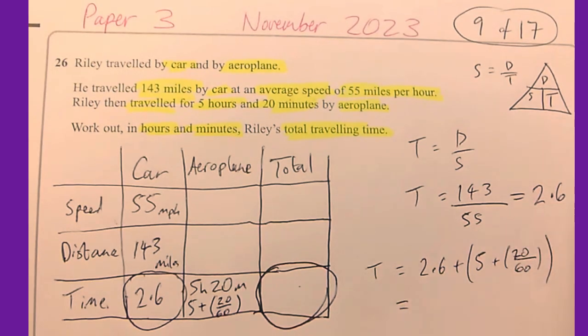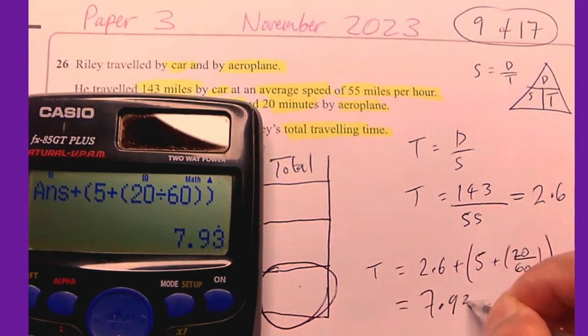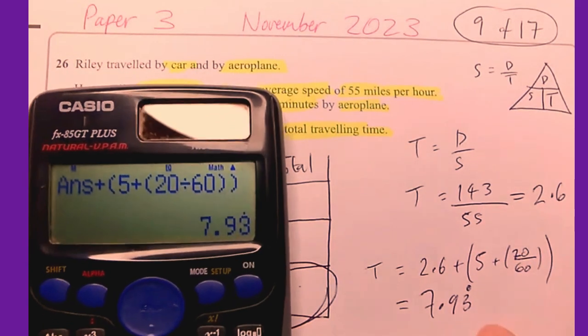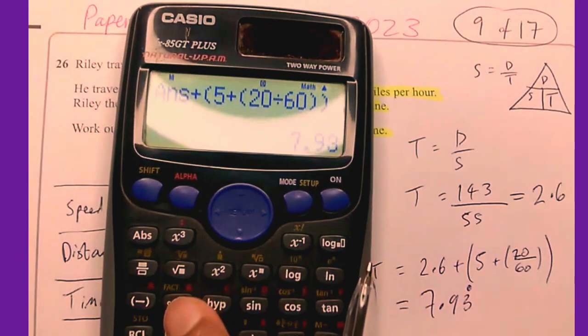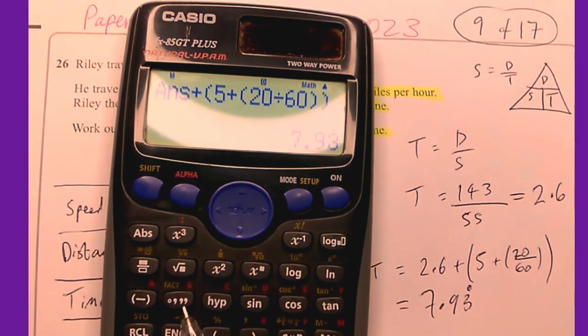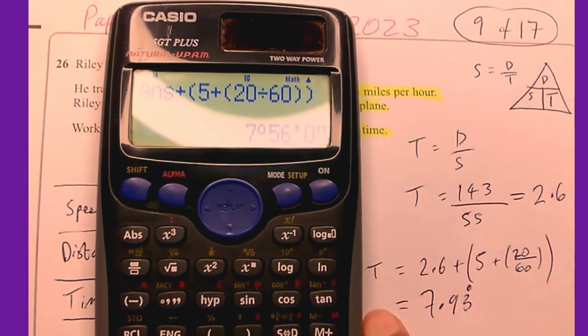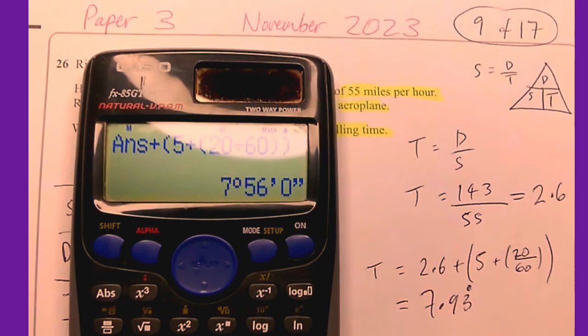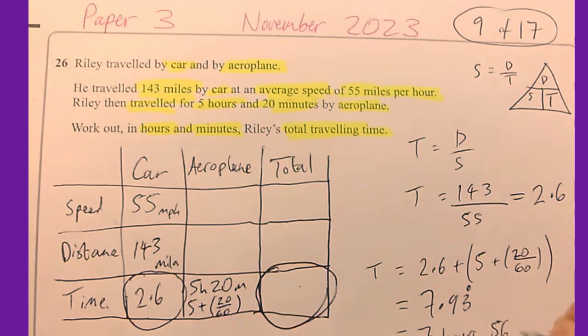That is going to be my answer, 7.93. Now this is as a decimal. Remember, I need to change it to minutes, in terms of minutes. So I can just press this button here, the one that has got the speech marks, that converts it for me. 7 hours and 56 minutes. 7 hours, 56 minutes.